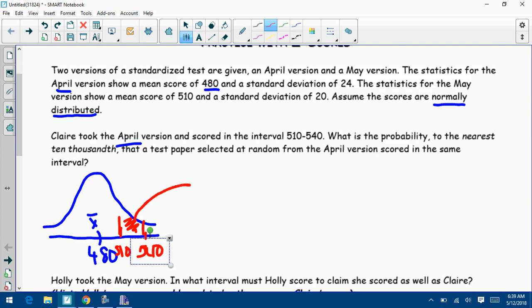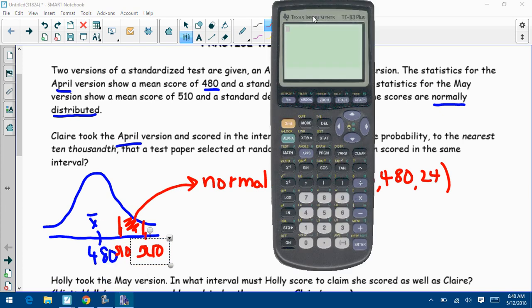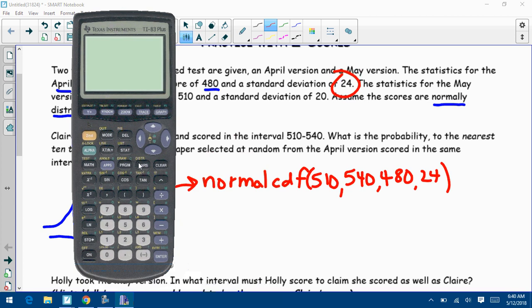Okay, so if I want that proportion, you know, we can go right to our calculator and do normal CDF. My lower would be 510. My upper would be 540. The mean we're using is 480. And the April standard deviation is 24. Okay, so show me that work, show me the picture. Then we go to our calculator. Remember where normal CDF is, second VARS, choice 2. Lower is 510, upper is 540, mean of 480, and standard deviation of 24.